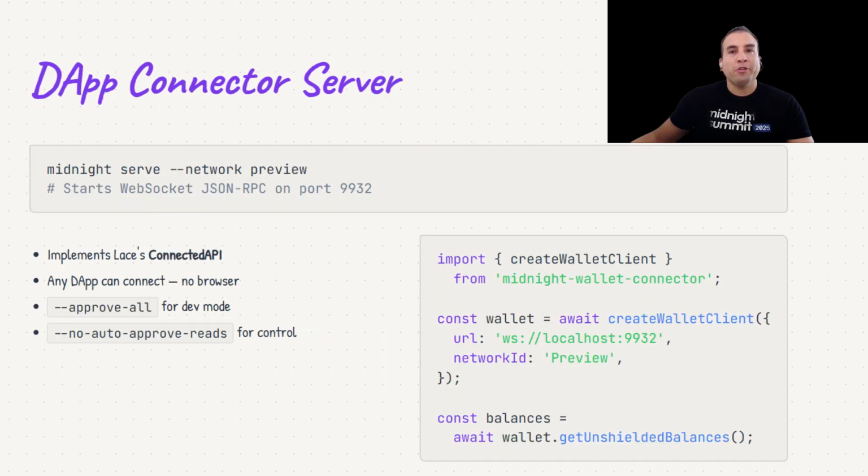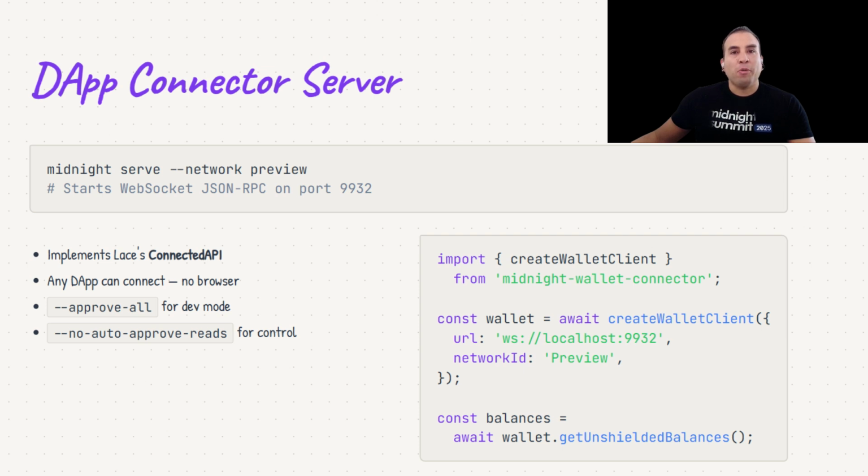The DApp connector is really useful if you are building applications on Midnight. When you run Midnight Serve, it starts a WebSocket server on port 9932 that speaks the same JSON-RPC protocol as the Lace browser wallet. Why does this matter? Because your DApp code doesn't care whether it's talking to Lace in a browser or to the CLI on a server. Same API, same calls. So you can develop and test your DApp entirely from the command line, and it will work with the Lace wallet in production without changes. There are a couple of flags worth knowing.